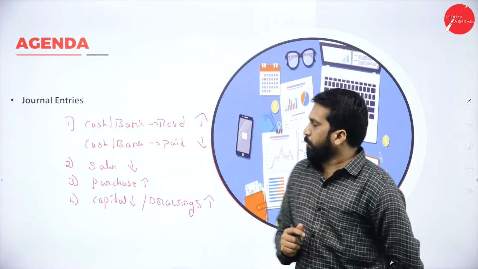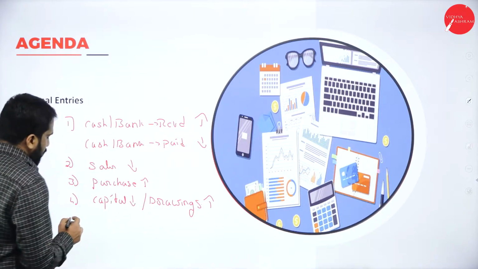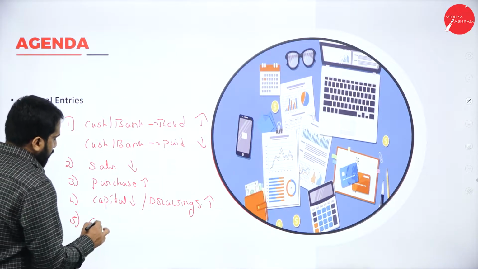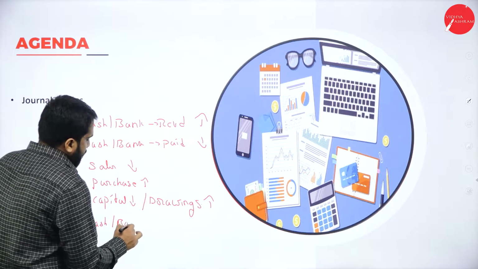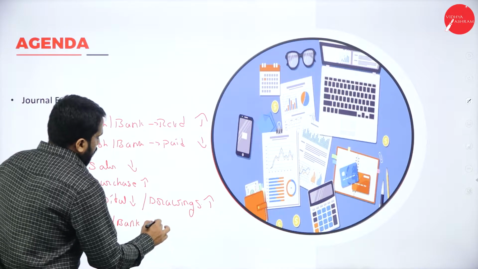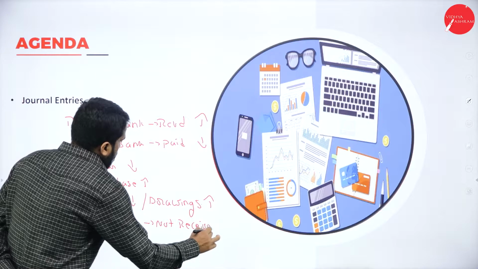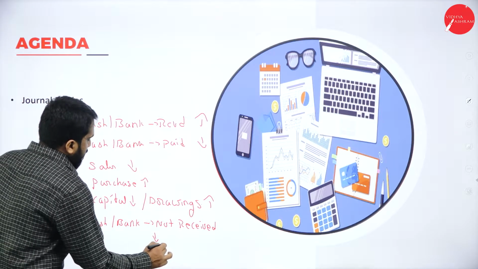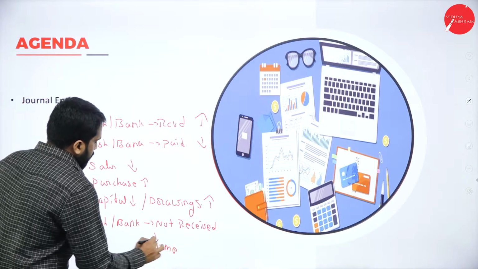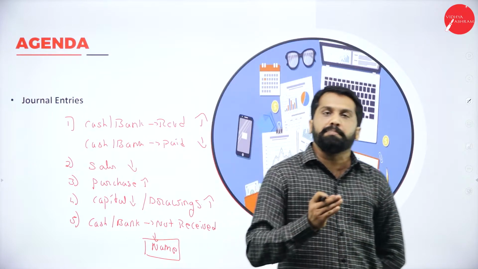Your fifth one is cash or bank not received. Then what we'll do? We will use the name. So these are the 5 logics I explained to you in your previous class.